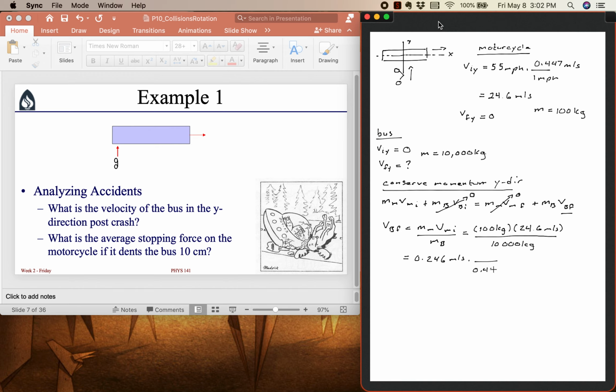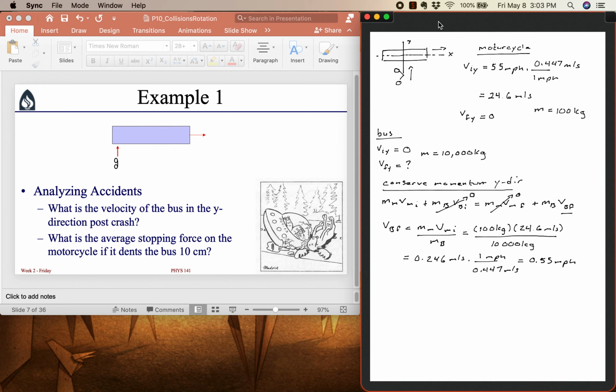So 0.447 meters per second is equivalent to 1 mile per hour. And so that's equivalent to 0.55 miles per hour. So that is not very fast at all. It makes sense that the bus driver said that he barely felt anything happening.